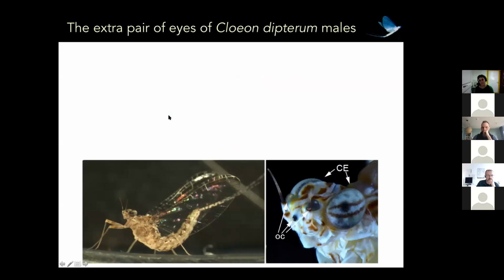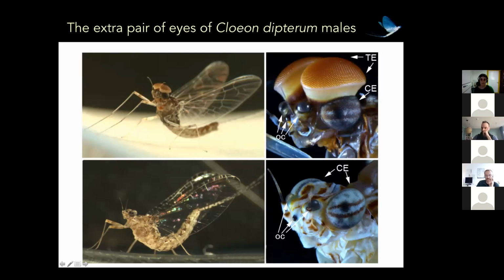And finally, and this is what we were talking about before, the family of Baetidae has a striking sexual dimorphism. This is the female, as you saw in the previous slide, and you can see the compound eyes, which are located in the lateral part of the head, and the ocelli. So this is a typical visual system of an insect.